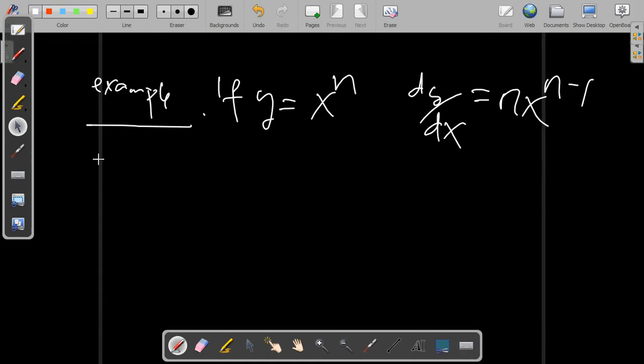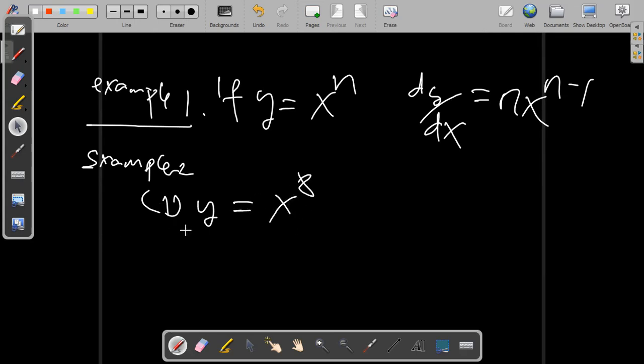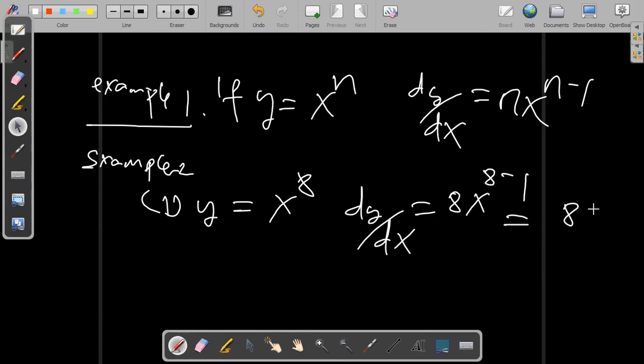Now let's consider another example. You are given y equal to x raised to the power of 8. When you find the derivative by using the power function rule, dy over dx is equal to 8x raised to the power of 8 minus 1. The answer is 8x raised to the power of 7.